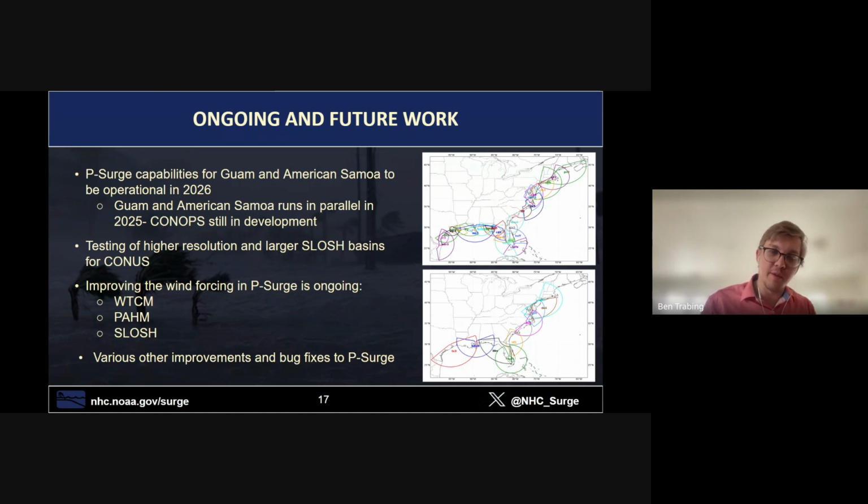We're also working on improving that wind forcing within P-surge. I mentioned that we're looking at the WTCM, comparing that with slosh. We're trying to get the WTCM coupled to slosh to analyze that. We're also working with another parametric wind model called PAM, and trying to figure out which one of these is going to be the best and which one is going to provide us the best forecast moving forward. And then, of course, we're always working on improvements and other bug fixes to P-surge, but there's no surprise there. So that should be it.